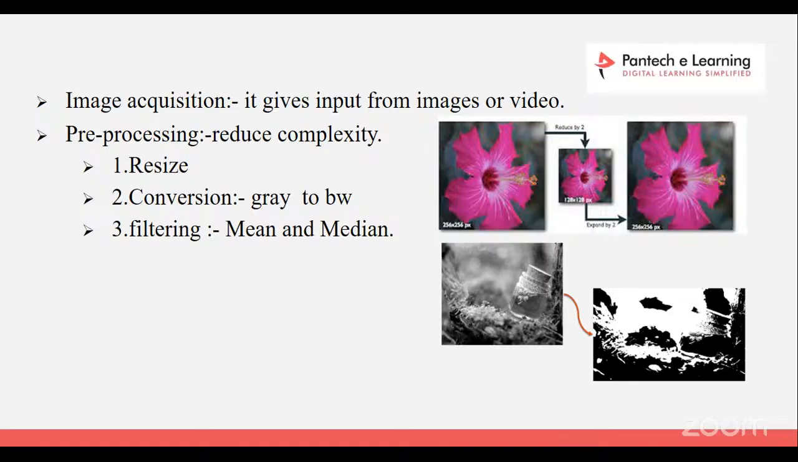If you are converting RGB to gray, in RGB each pixel has three values. But if you convert to gray color, each pixel has only one value. It will easily extract the image features. That is the purpose of converting RGB to gray.